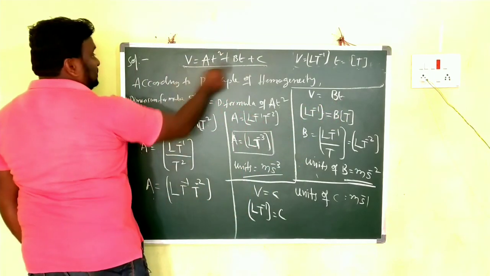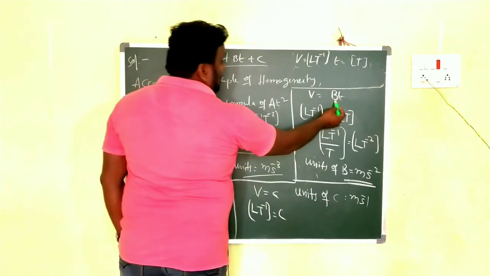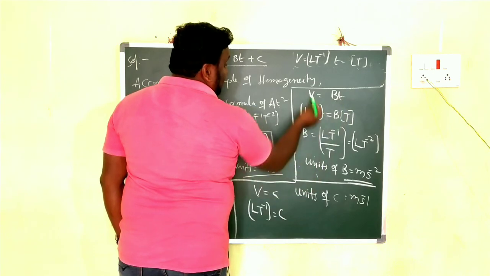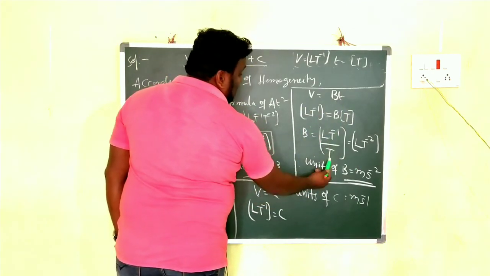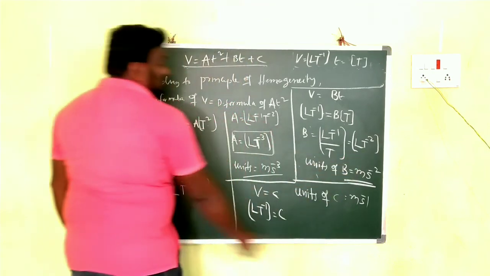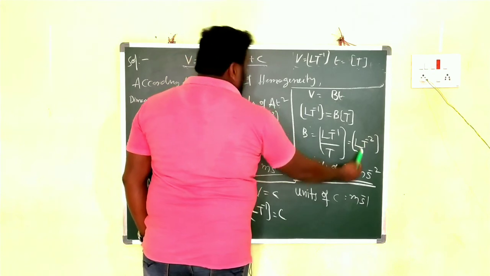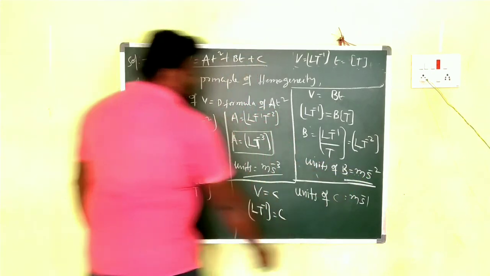Same, next, V equals BT. We take the dimension formula of V equals BT. B is the constant, capital T is the dimension formula of small t, and V is LT inverse 1. From that, B equals LT inverse 1 by T, that is LT inverse 2. So B has the unit meter for length, and for T second inverse 2. Then we get meter second inverse 2.